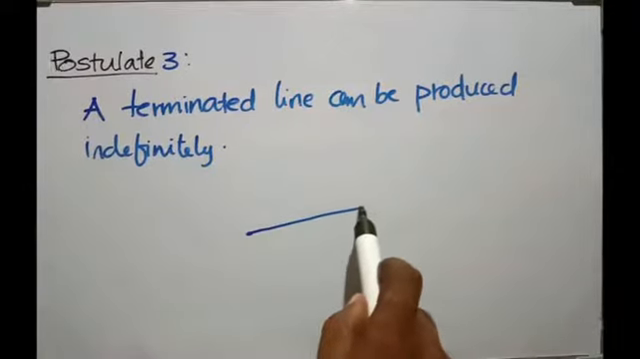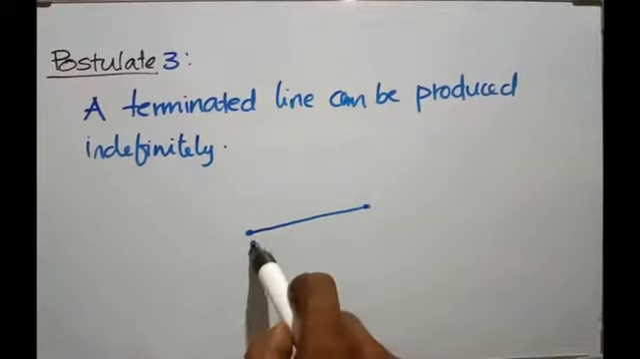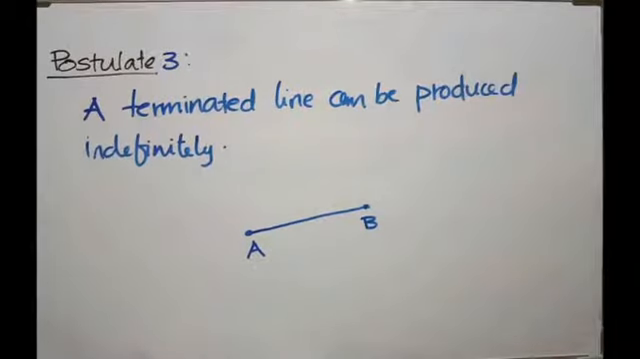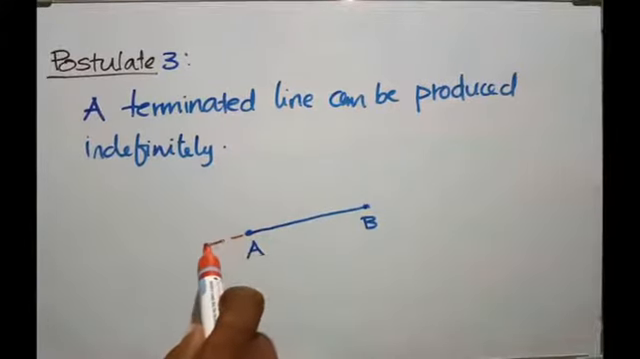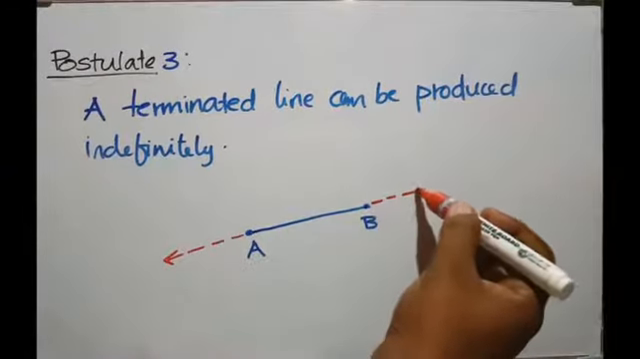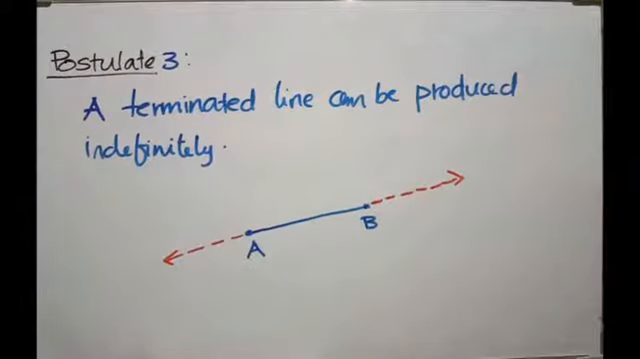A terminated line means a part of a line. So let's consider a line segment AB. What Euclid says is that this terminated line can be extended indefinitely in both directions. That means this line can be extended indefinitely in both directions. That is what is meant by a terminated line can be produced indefinitely.